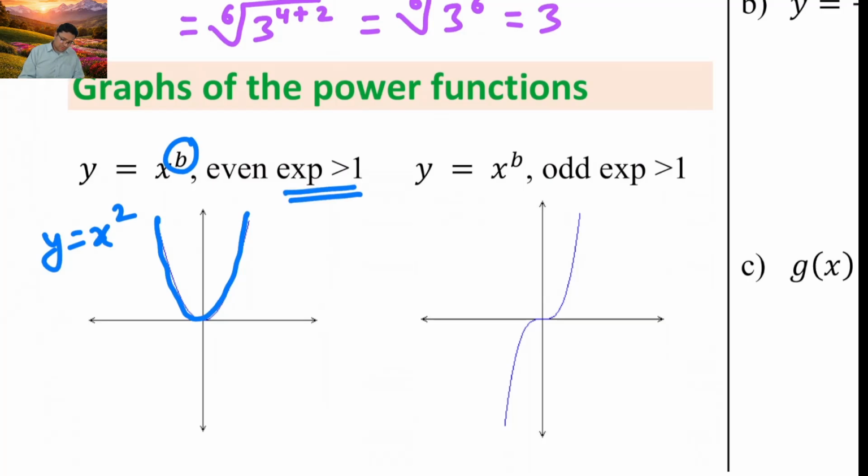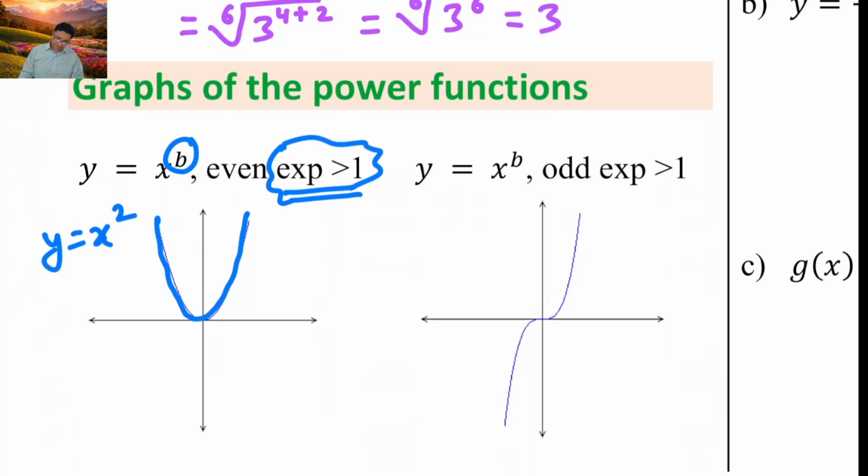So any even power of x will have a similar shape, basically. It is important to note the exponent is greater than 1. So we are not talking about x to the half. That will have a downward facing shape, we will see that in a second. That will be a root function, not a power function. So by power, we mean power greater than 1.